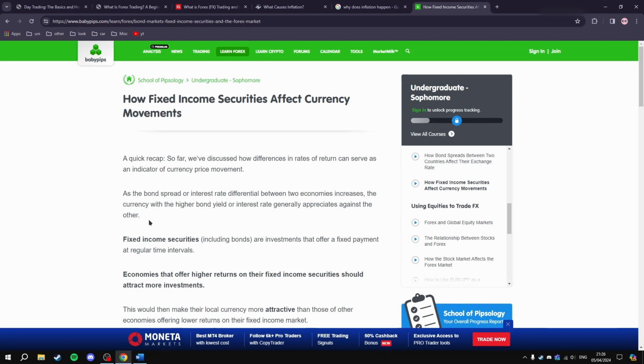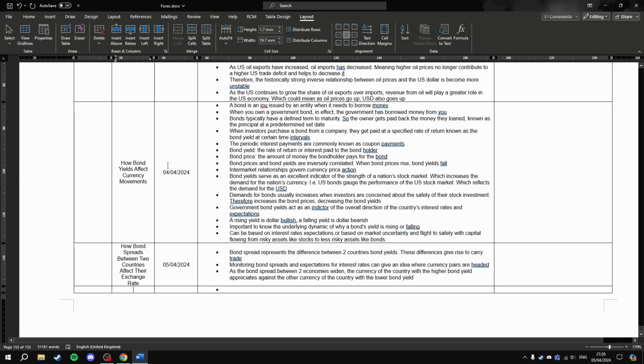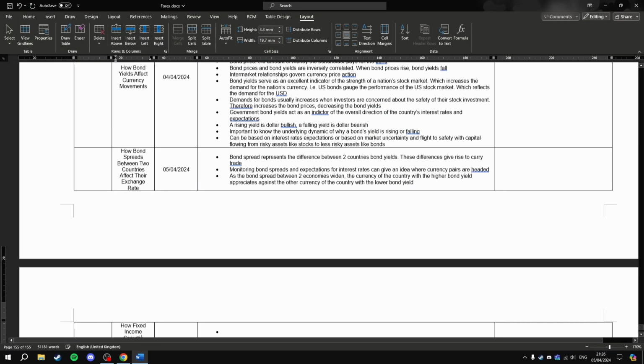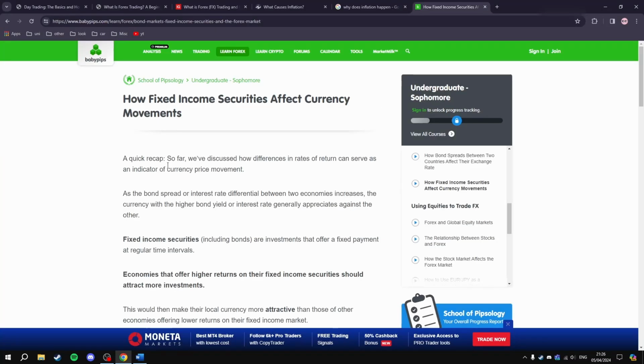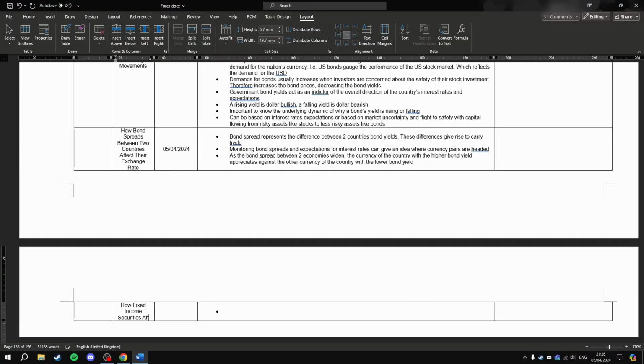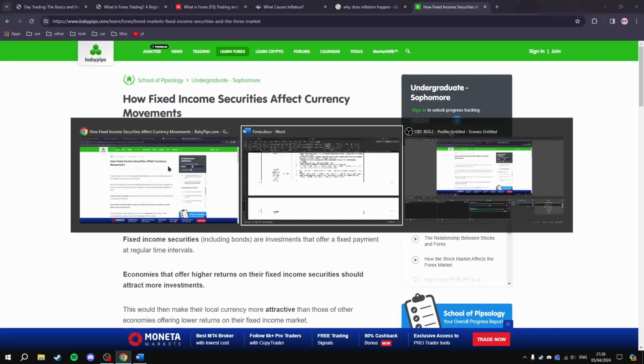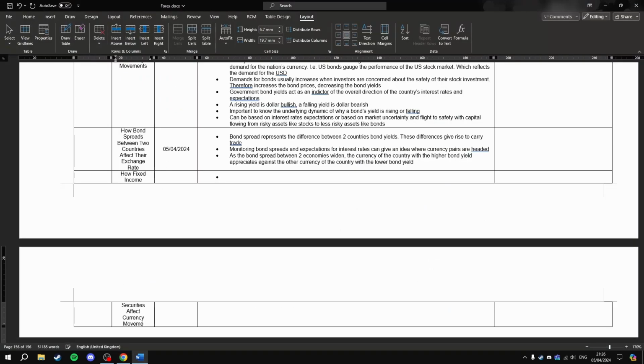So, how do fixed income securities affect currency movements?